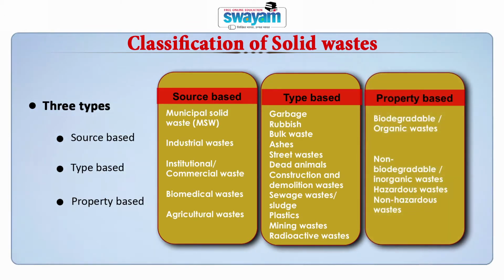Several other classifications can be given based upon their type. Based upon their properties, solid waste can be classified as biodegradable waste, sometimes called organic waste, non-biodegradable waste, called inorganic waste also, hazardous waste and non-hazardous waste.